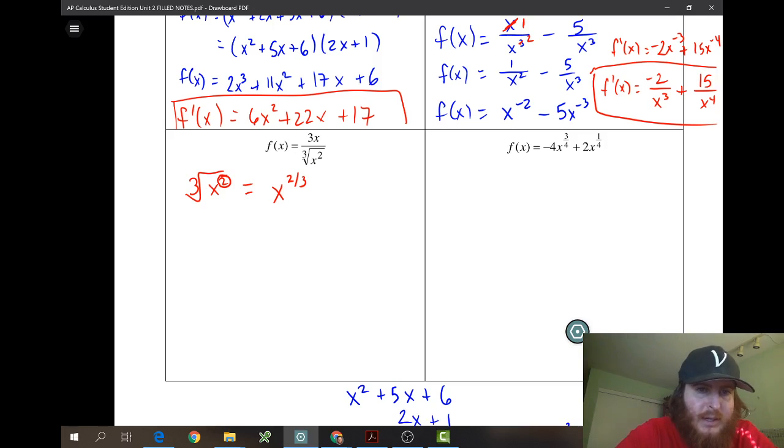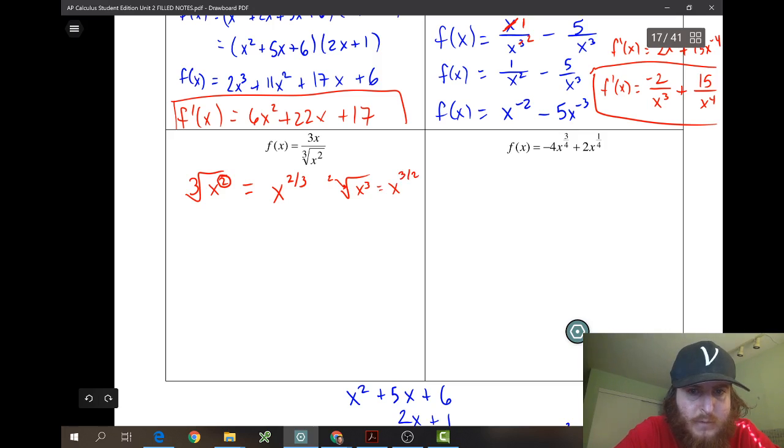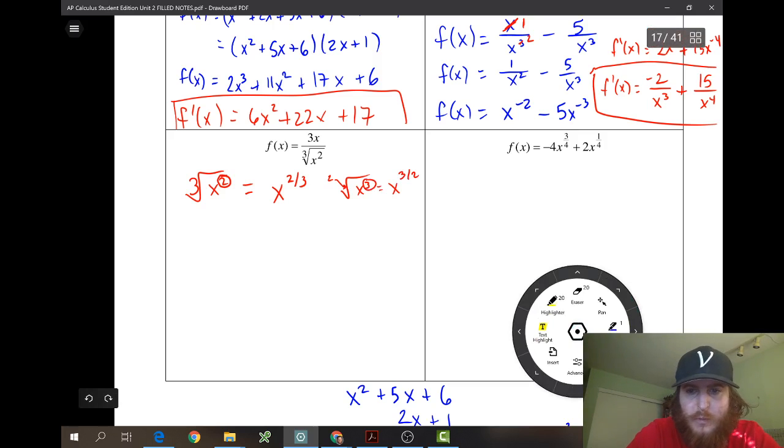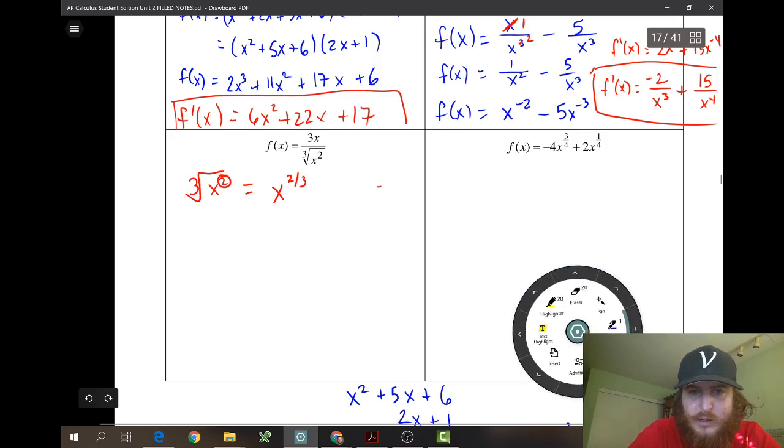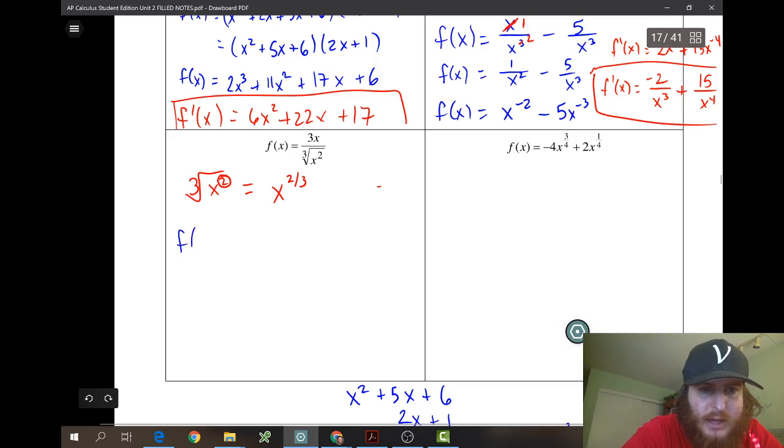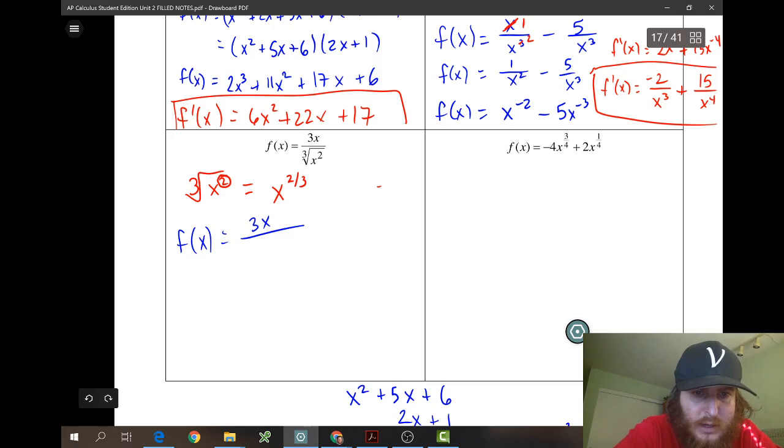Now, what if it's something like this, the square root of x cubed? Well, there's kind of an imaginary 2 here, right? Because it's a square root. So this would be x to the 3/2, right? The inside goes in the numerator. So anyways, in this one, we can use this to help us, and we're going to rewrite this as f of x equals 3x divided by x to the 2/3 power.